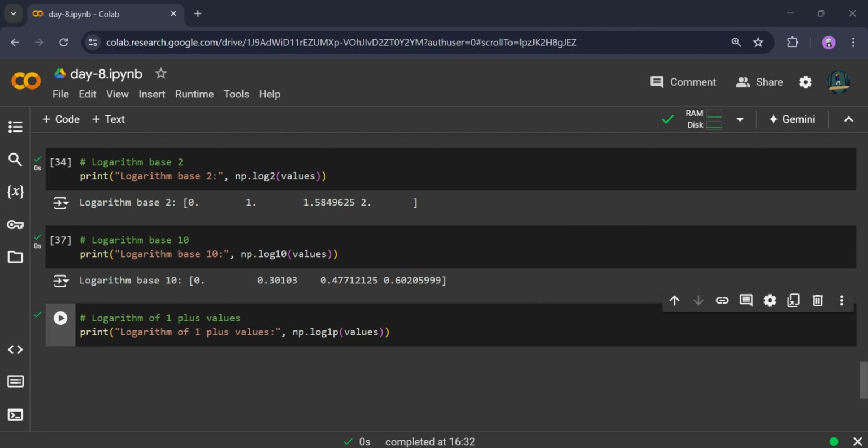Lastly, let's calculate the log of 1 plus each value. This function is useful for accurately computing small differences. Let's run this. Here, np.log1p of values computes the log of 1 plus values for each element in the array.